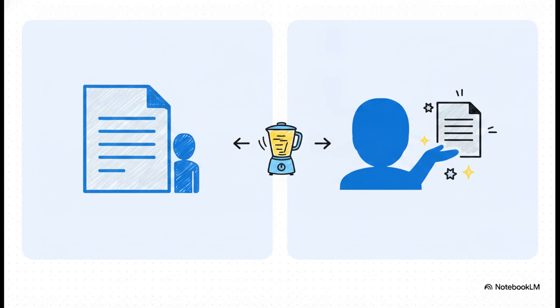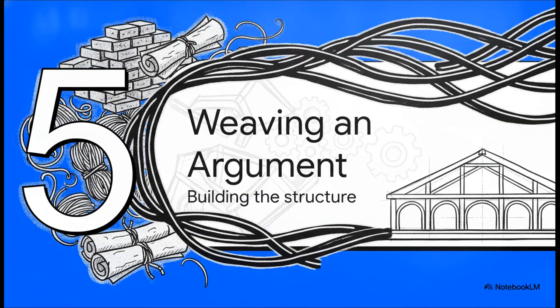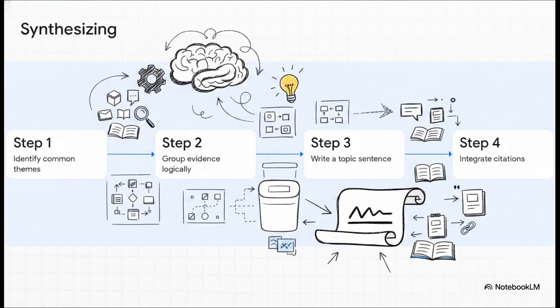And finally, part 5, weaving a cohesive argument and building that final structure. Consider this your physical blueprint for constructing a synthesized argument. Step 1, identify common themes across your texts, just like we did with those journalism examples earlier. Step 2, group your gathered evidence logically based on those themes. Step 3, write a strong, unified topic sentence that clearly states your main claim. And step 4, integrate your citations smoothly to support that claim, using those summary, paraphrase, and quotation tools we just talked about.